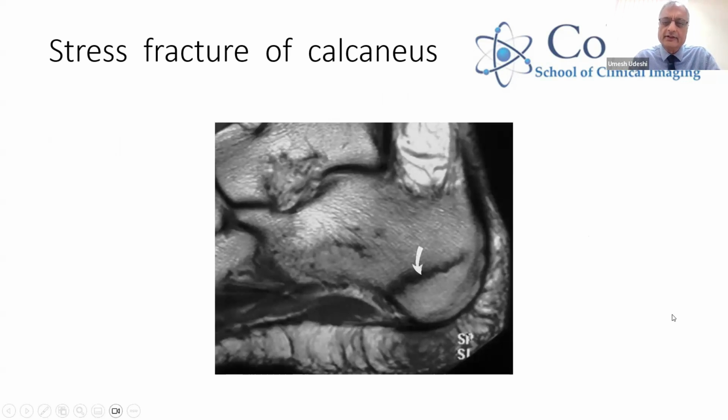And if you look at it on the fat suppressed images, there's probably edema around that fracture, which will highlight it for you. So stress fracture, this patient may have landed on the heel after a jump, or maybe osteoporotic. There may be something else going on.